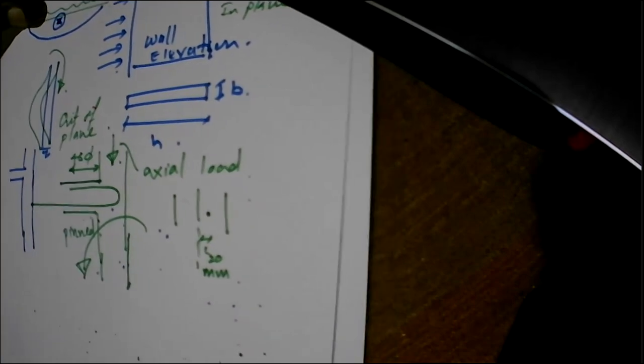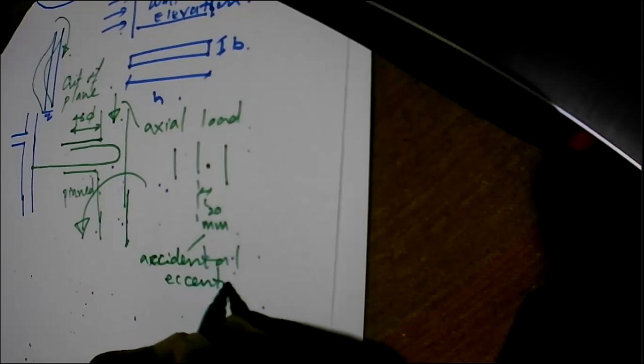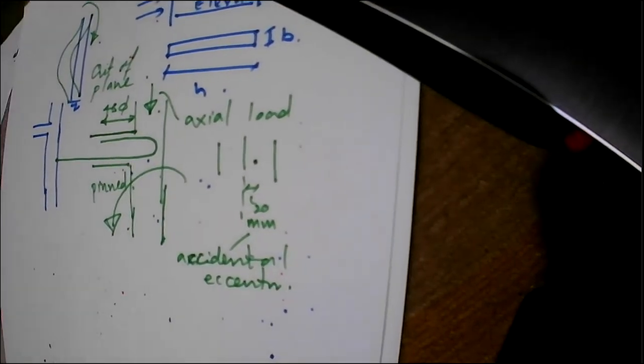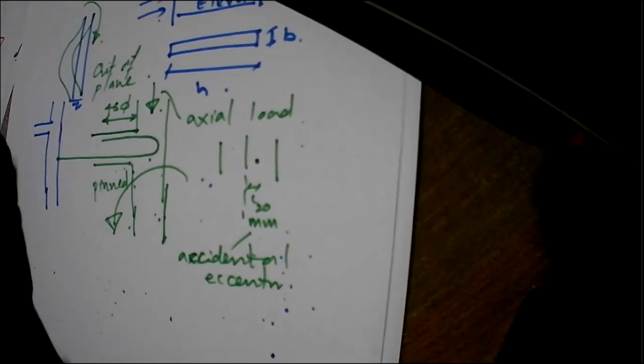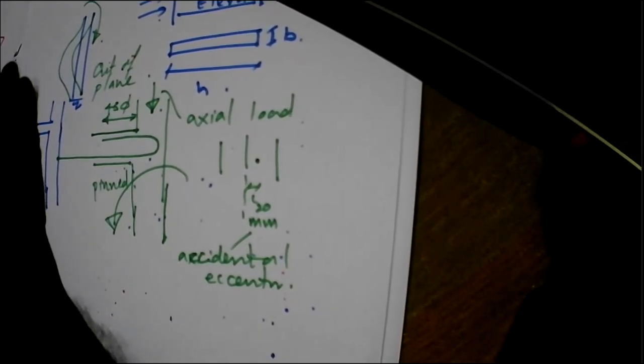When you are designing the wall, and this is due to accidental eccentricities. That means due to construction tolerances and variations, you can have a little bit of eccentricity for the loads. So we generally consider a minimum eccentricity of 20 millimeters for the axial load, so that it will generate an out of plane bending moment, and we can check the shear wall for this out of plane bending moment as well.